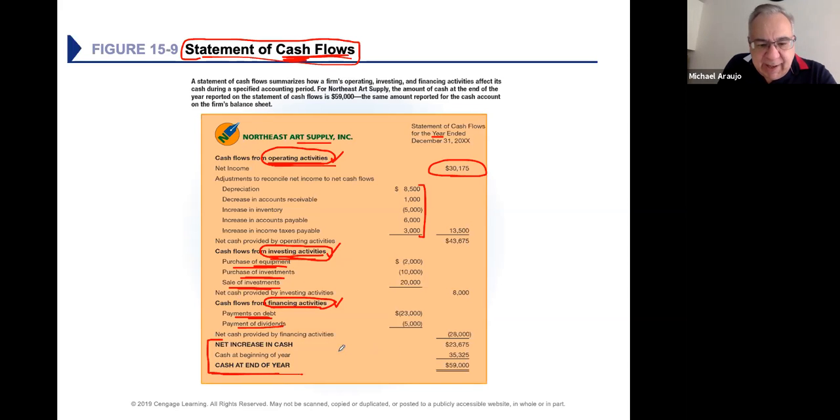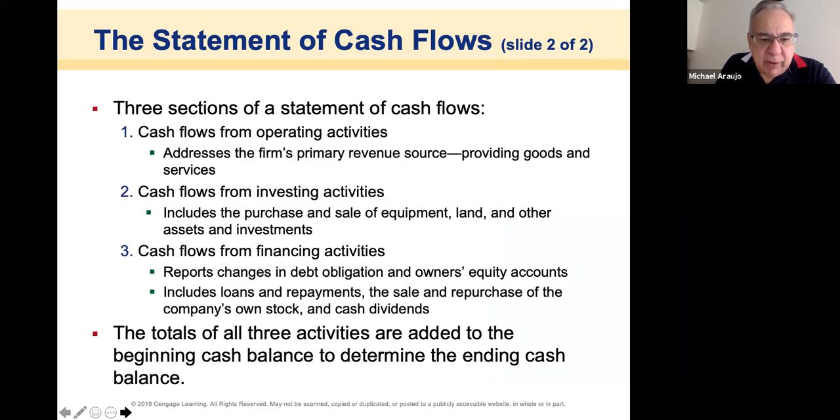So here they had cash at the beginning of the year of $35,000. All of these activities provided more cash for the company of $23,000. So now they have, at the end of the year, $59,000 of cash. That's really all a cash flow statement will tell us about. Okay, and I've already gone over this with you. Again, you should know what an operating activity is in general, an investing activity in general, and a financing activity in general.